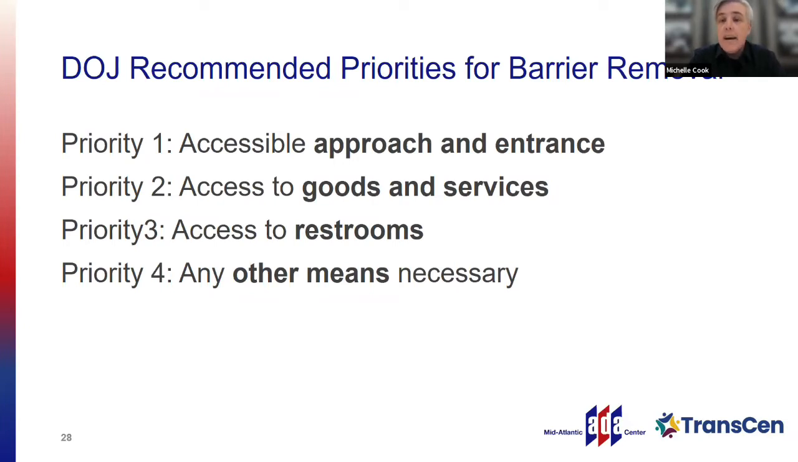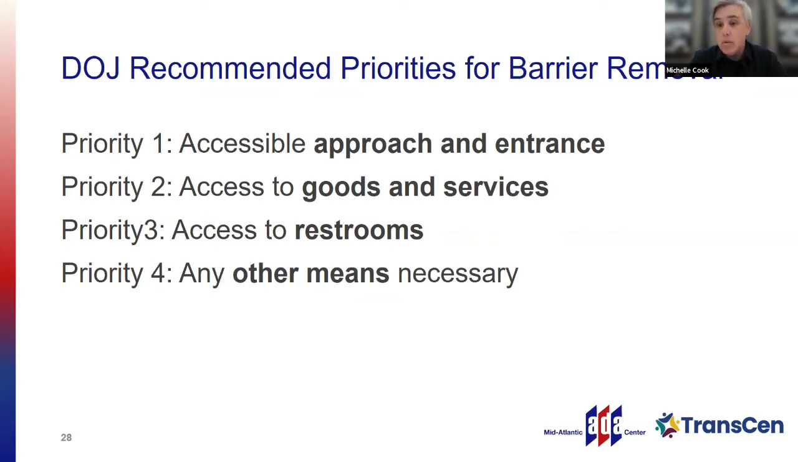Priority two is access to goods and services. So what we were just talking about: you have a building that is not physically compliant fully with the architectural access standards, but you're still providing a good or service to the public. You want to make sure that you're thinking about the ways in which you can offer those services to the public in an accessible way while you're still working towards the removal of those barriers.